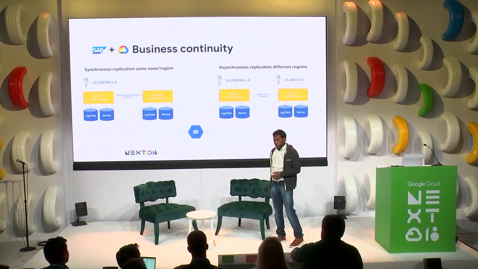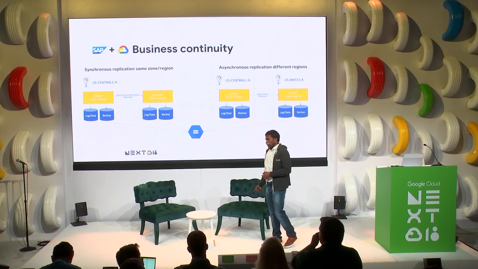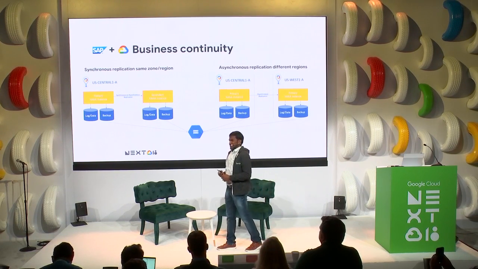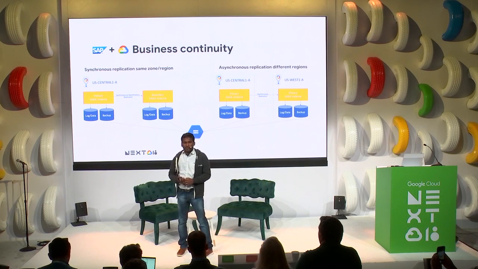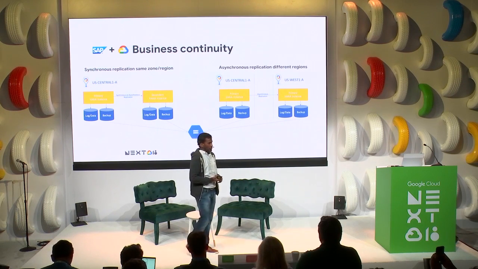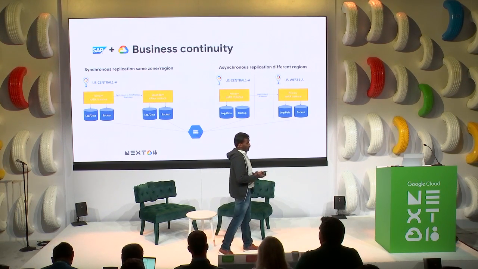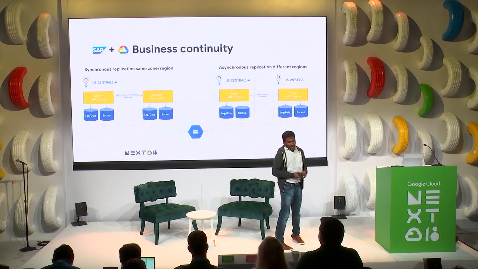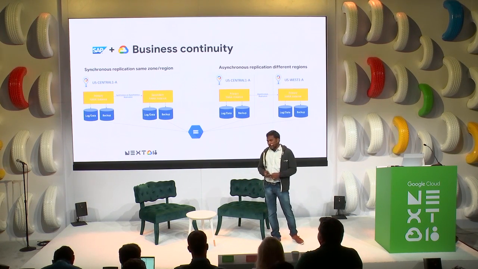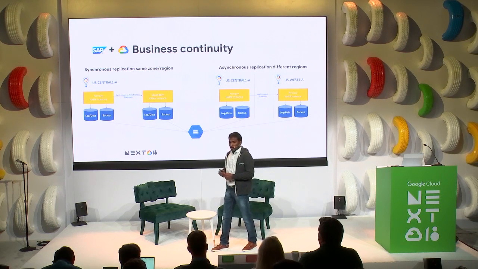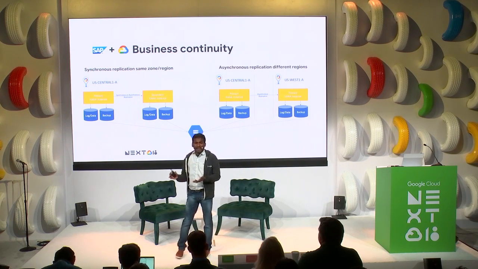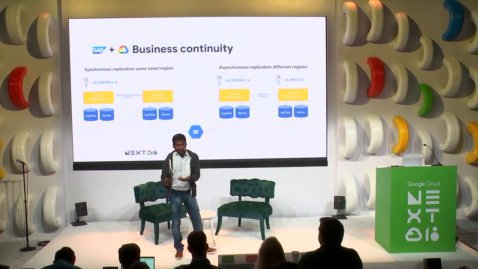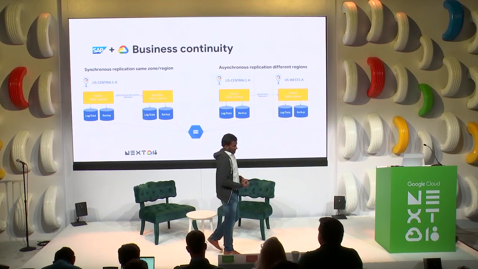So let's talk about business continuity. Google Cloud exists across 17 regions today, and we are going to launch 3 more regions by the end of this year, so we'll have 20 regions. And all these regions are connected by Google's backbone network, which means that you have access to low latency networking for all your infrastructure needs.